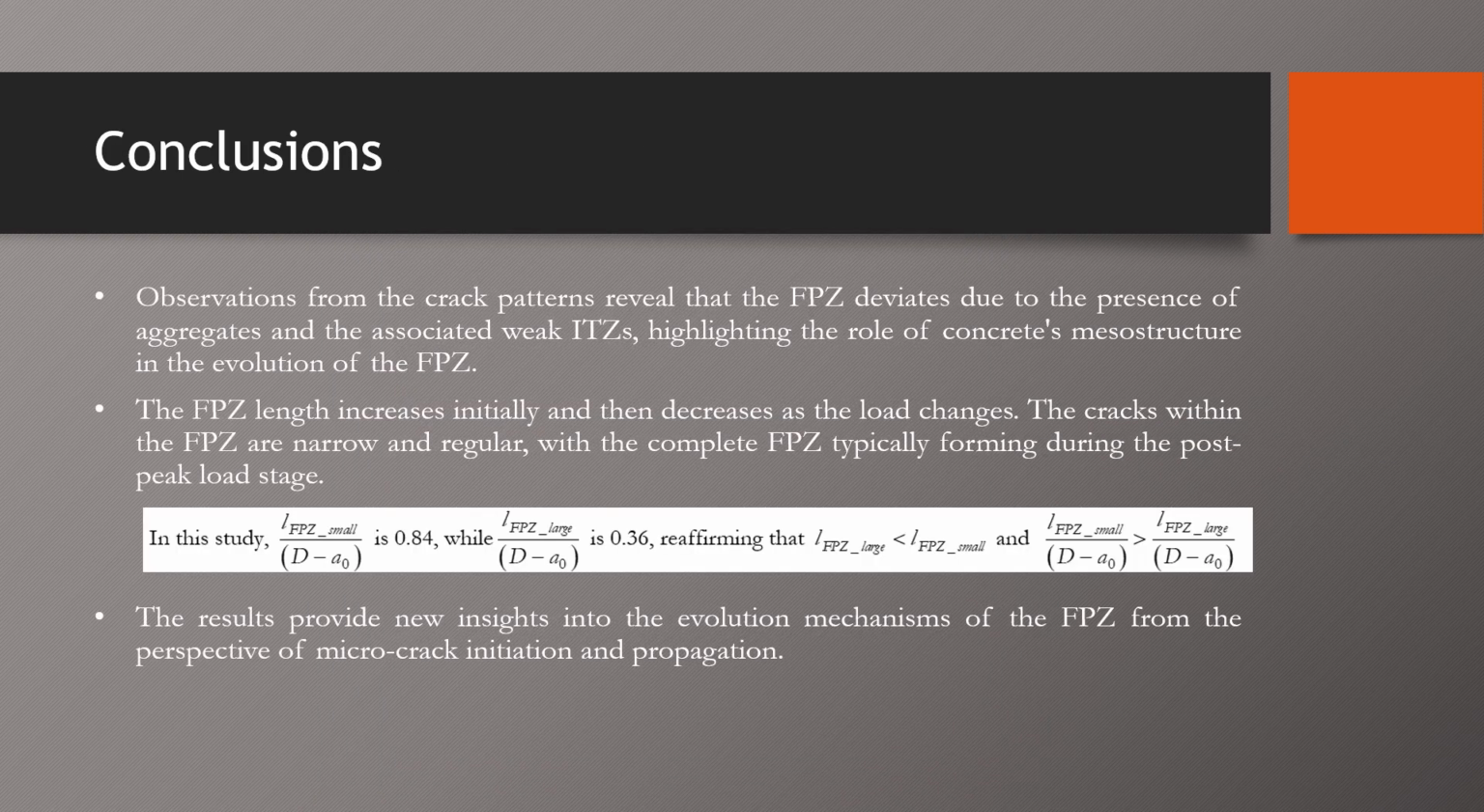Conclusions: what we can observe from this present study, fracture process zone deviates due to the presence of aggregate as well as weak interfacial transition zones developed by using the cohesive zone model. And also this is because medium grade concrete is used. If it is high strength concrete, there may be a possibility that the aggregates may be harder and the fracture process zone may penetrate through the aggregate.